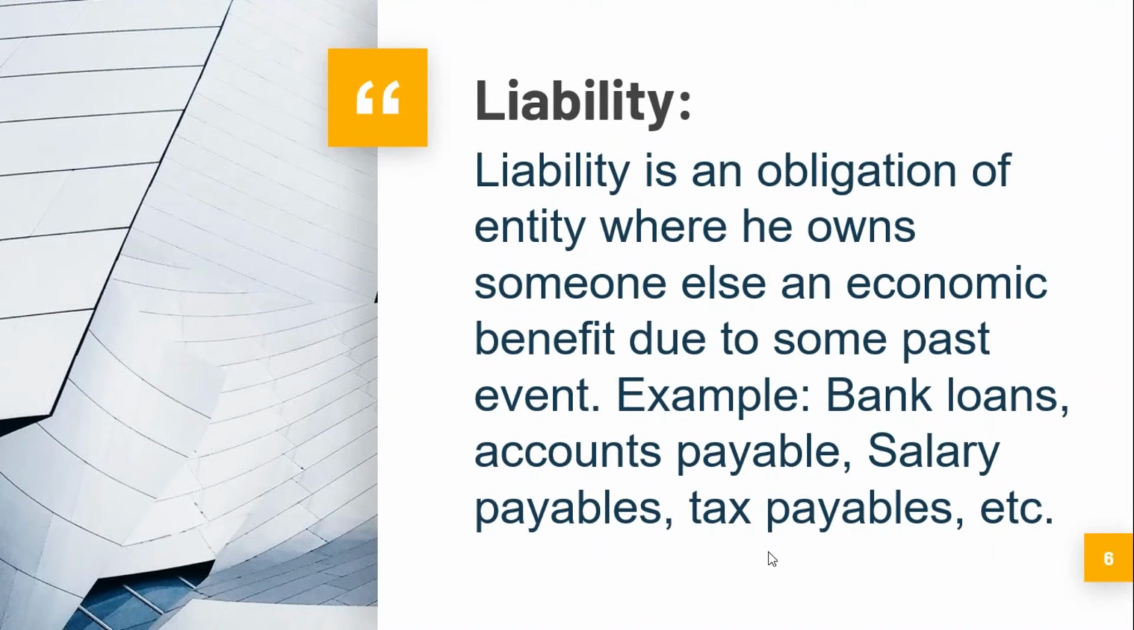Next, liabilities. We can say that liability is completely opposite to an asset, where an asset is something which we own, whereas a liability is something which we owe to someone. Liability is an obligation of an entity where he or she owes someone else an economic benefit due to some past event.